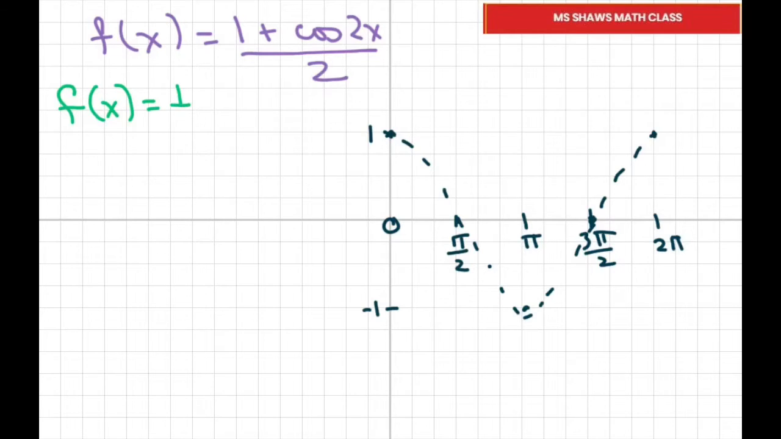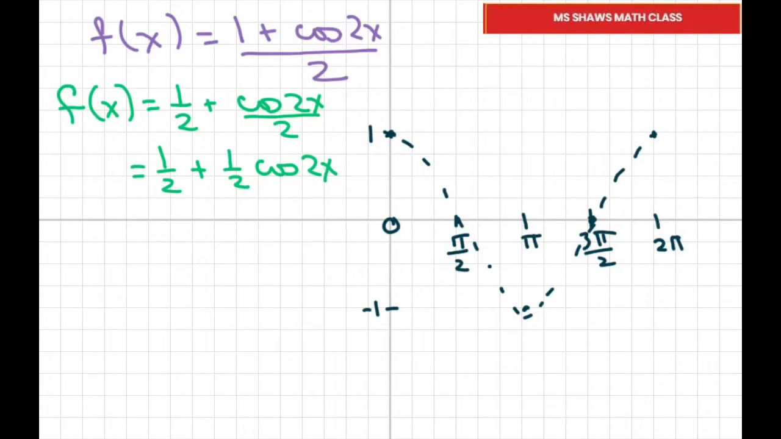This becomes 1/2 plus, because the 2 goes under each piece, cosine 2x divided by 2. And better write it like this. I'll bring out that 1/2. So now I can get all the information I need.